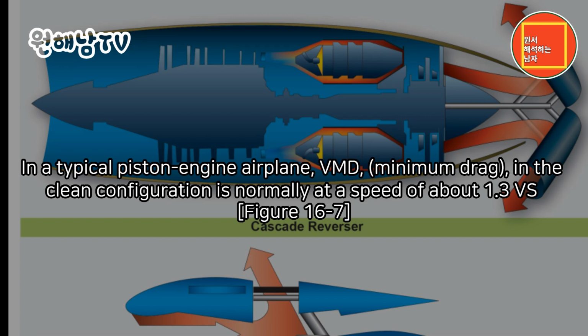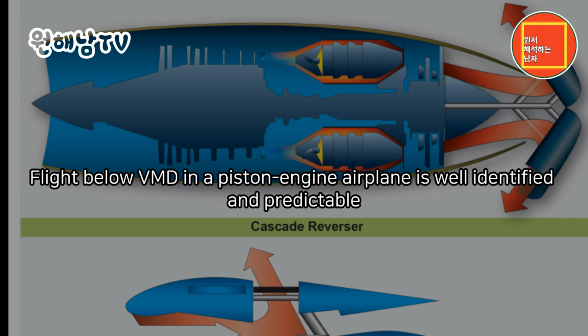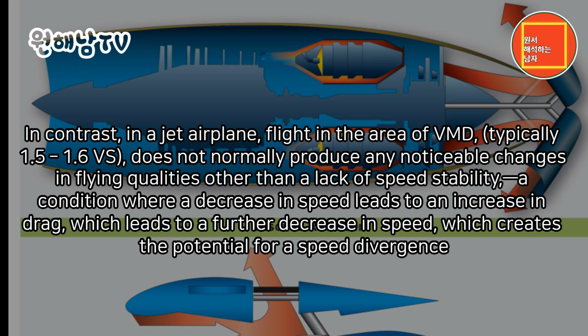In a typical piston engine airplane, VMD, minimum drag, in the clean configuration is normally at a speed of about 1.3 VS. Figure 16-7. Flight below VMD in a piston engine airplane is well identified and predictable. In contrast, in a jet airplane, flight in the area of VMD, typically 1.5–1.6 VS, does not normally produce any noticeable changes in flying qualities other than a lack of speed.